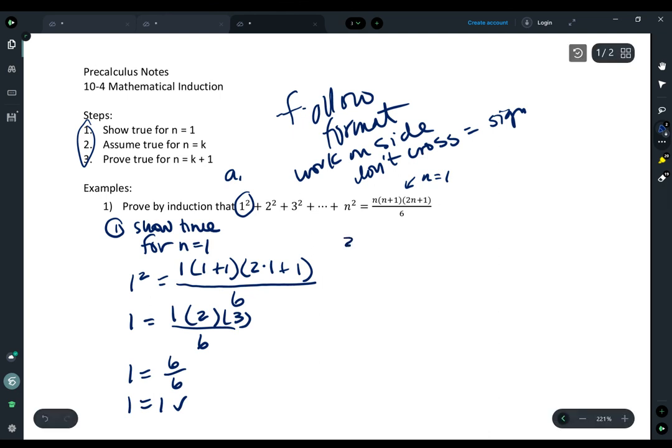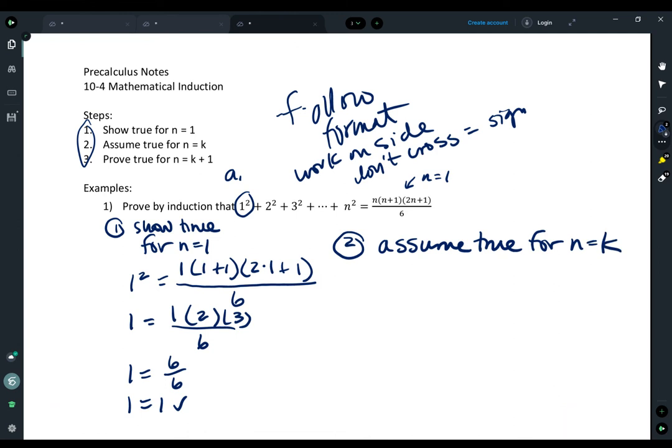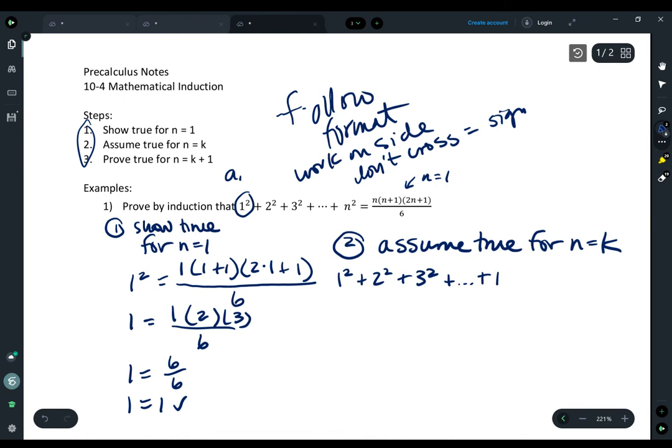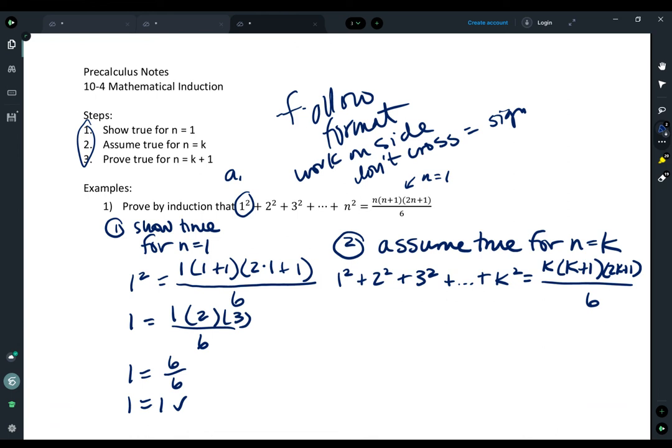So the next thing I want to do is assume true for n equals k. That means I'm going to rewrite this whole thing here, and instead of 1 squared plus 2 squared plus 3 squared, dot, dot, dot, plus n squared, I'm going to say k squared. This is a necessary step. I do need to have this written out with k. I know it seems like what we did up above, but it's one of those finer points in math. So now we're going to assume that this one's true.